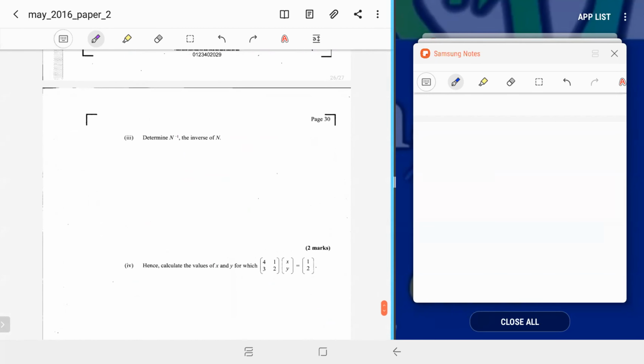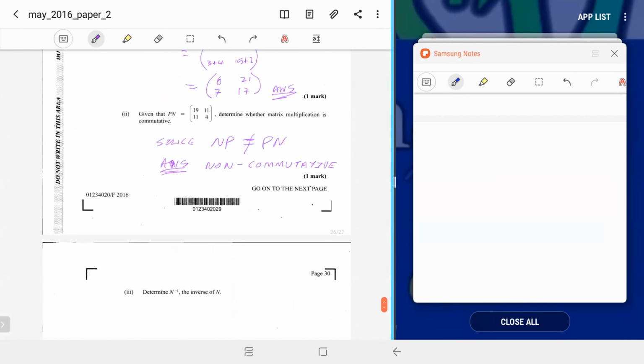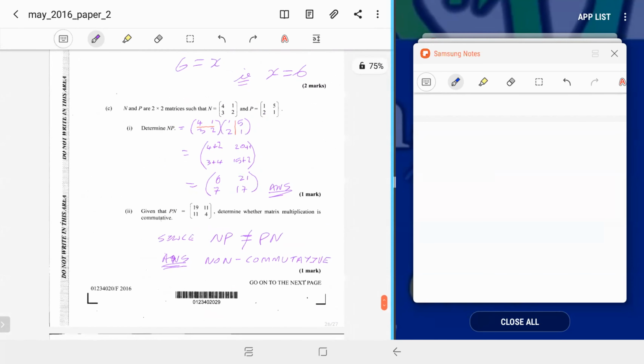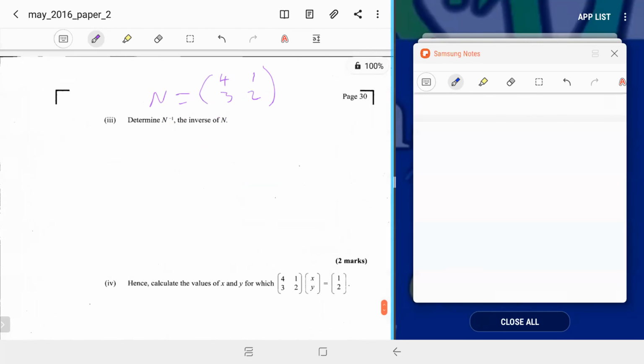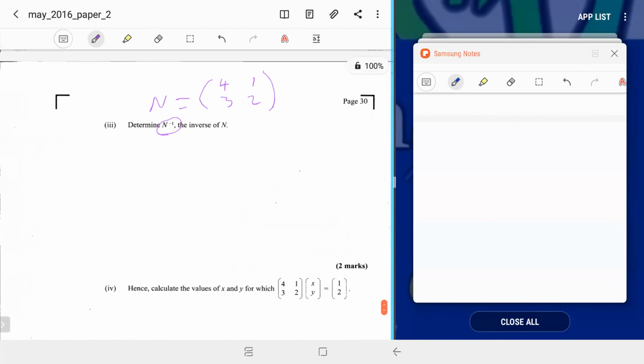Next part down here is to calculate N to the minus 1. Let's write down what N is again. What was N again? N was 4132. Let's write it down here. N is 4132. And now down here they want us to calculate N to the minus 1. See there? N to the minus 1.